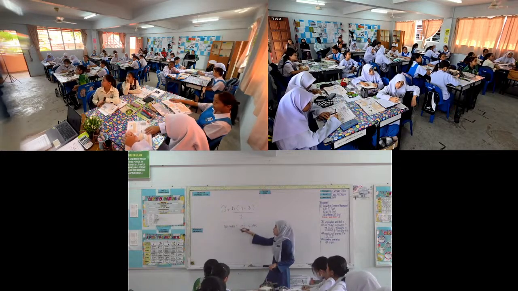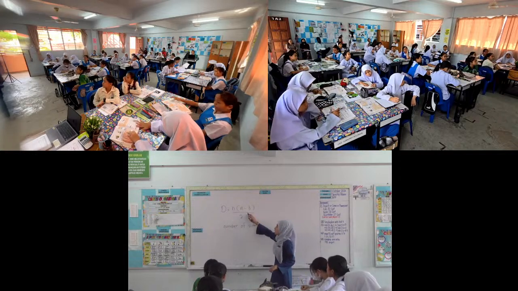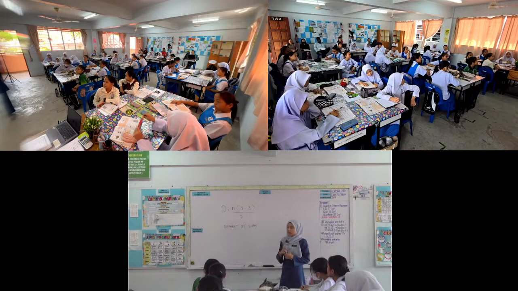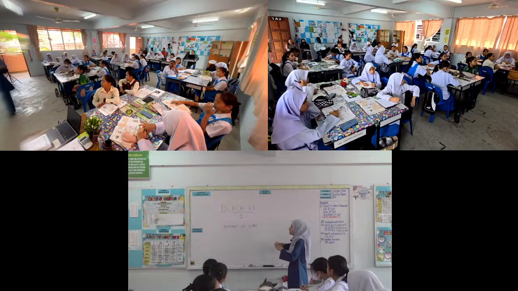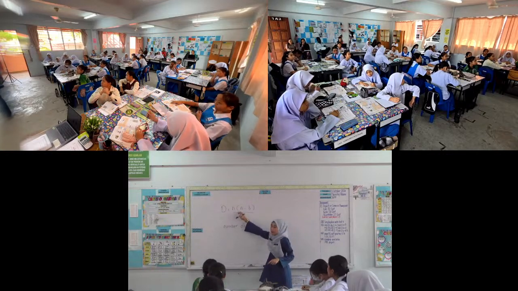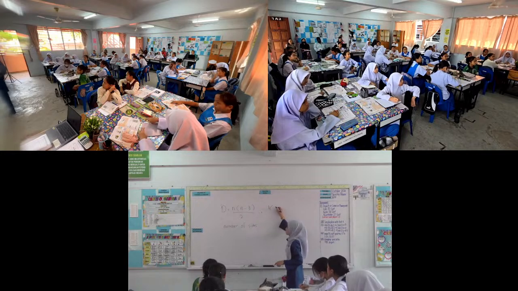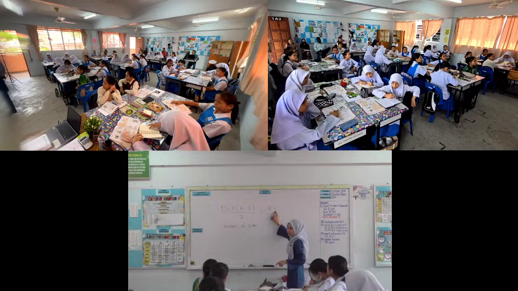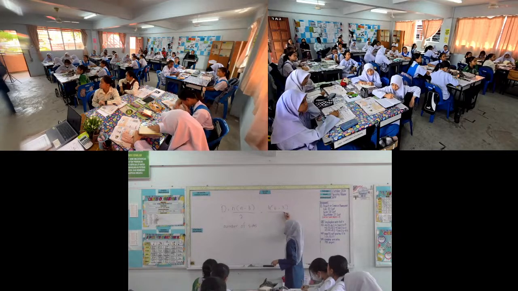Let me see for example the quadrilateral. How many sides does the quadrilateral have? 4. So the n here will be 4. So 4 in bracket, where n is the number of sides, minus 3, divided by 2.